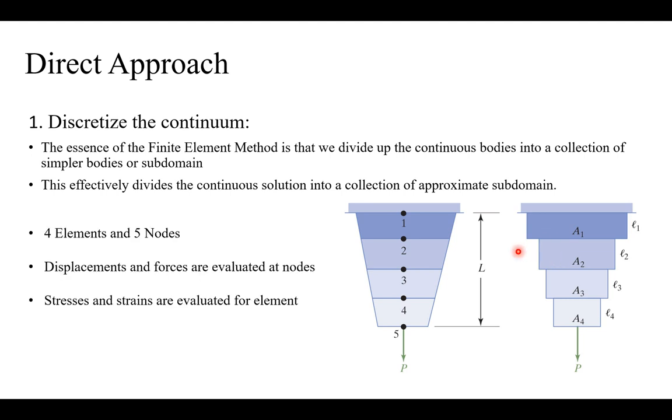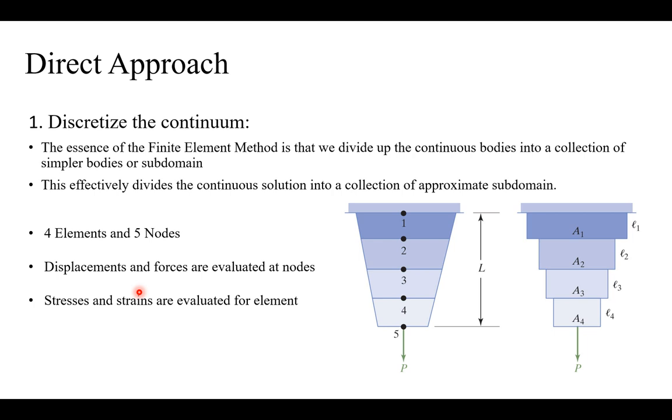So in this model I have four elements and five nodes. The nodes are connecting the elements together. We find the displacements and forces at nodes, and then we use the element formulation to find the stresses and strains across the nodes.